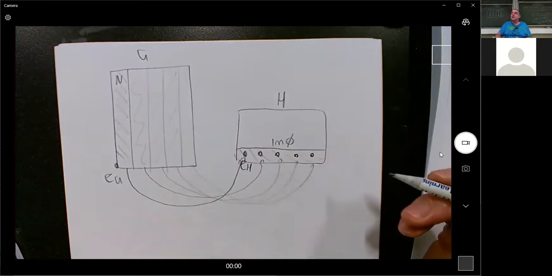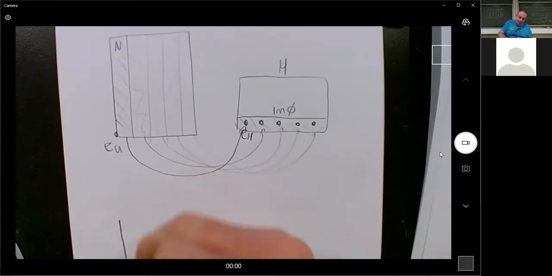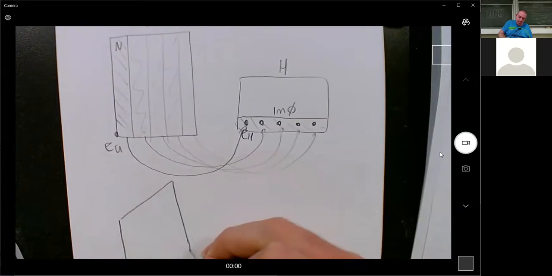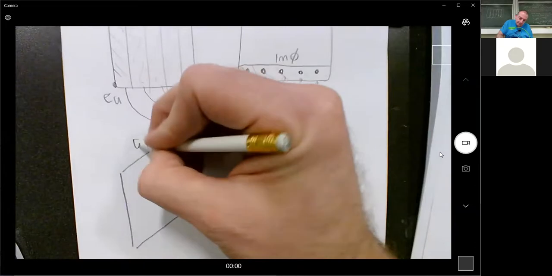I really would love this to be a 3D diagram. I have one more go. Ready? Whoa. Yeah, it'll work.